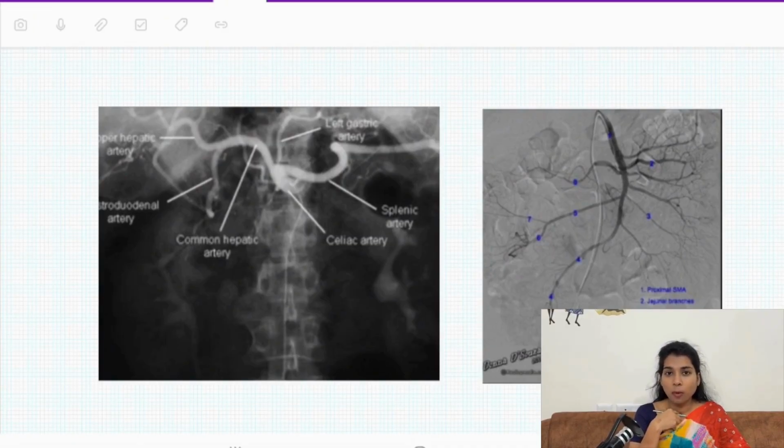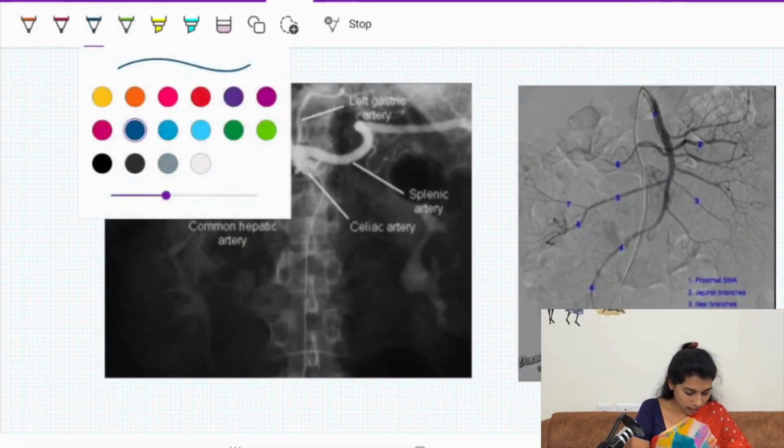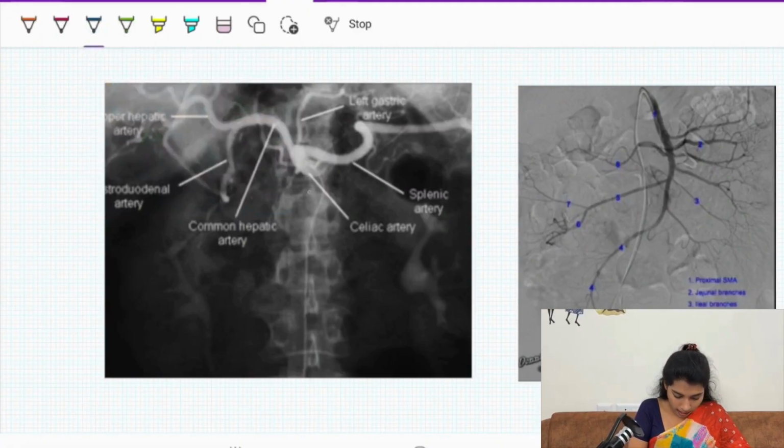Today we'll discuss the topic of ischemic bowel disease. Before we enter the topic of ischemic bowel disease, we'll look at the basic anatomy of the celiac artery and superior mesenteric artery, right? Starting with the celiac artery. So, this is a DSA run of the celiac artery.